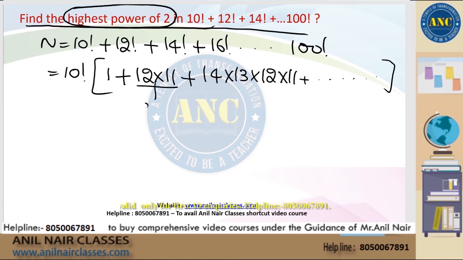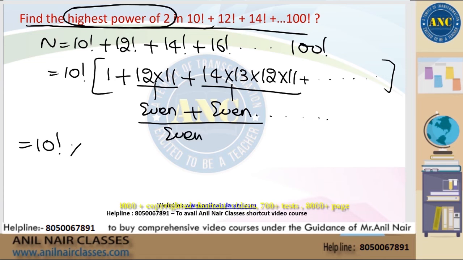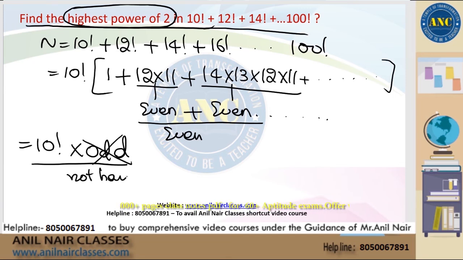12 into 11, any number multiplied by 2 is an even number. 12 contains 2, it is also an even number. Even, even, even, even, even. If I add even numbers, I will get even. What is 1 plus even? Odd. So it is 10 factorial into odd. Odd number will not have any powers of 2. If it has powers of 2, then it becomes an even number.